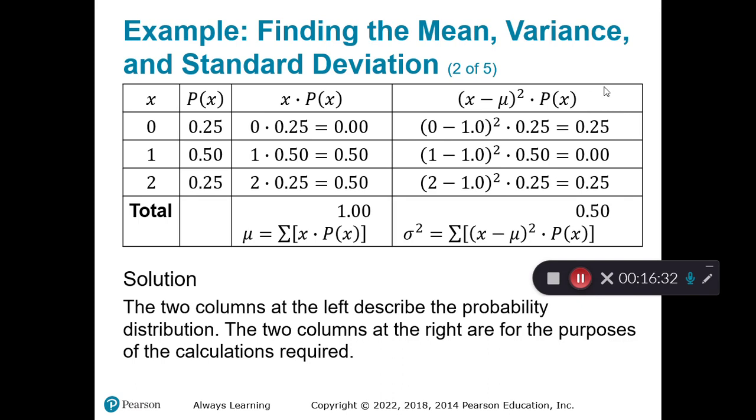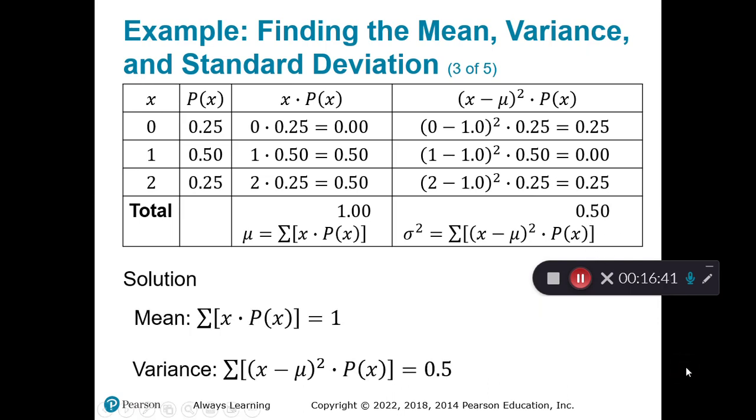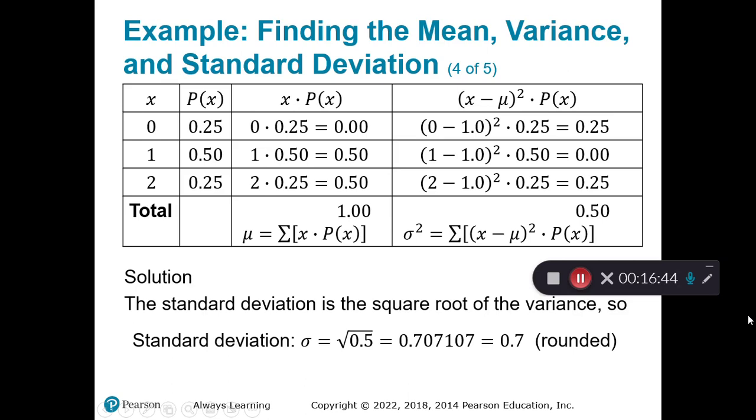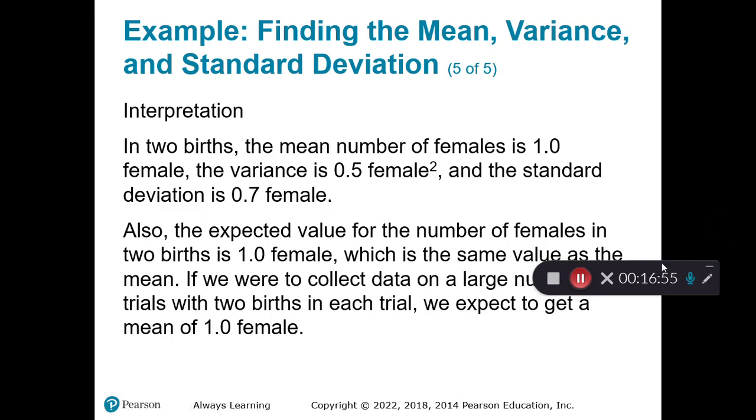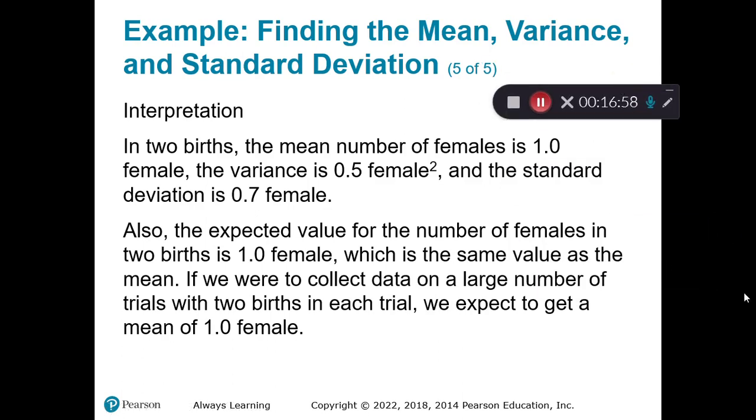If you try going back and using the second variance formula, you'll find that it will be a little bit less work and you get the same result. The standard deviation, therefore, is the square root of 0.5, the square root of variance, which will give us approximately 0.7 if we go out to 1 decimal place. Again, the interpretation is that the mean number of females is 1 female over 2 births, or 1 girl over 2 births. When we're talking about the mean in examples like this, it makes more sense to use the language of expected value.